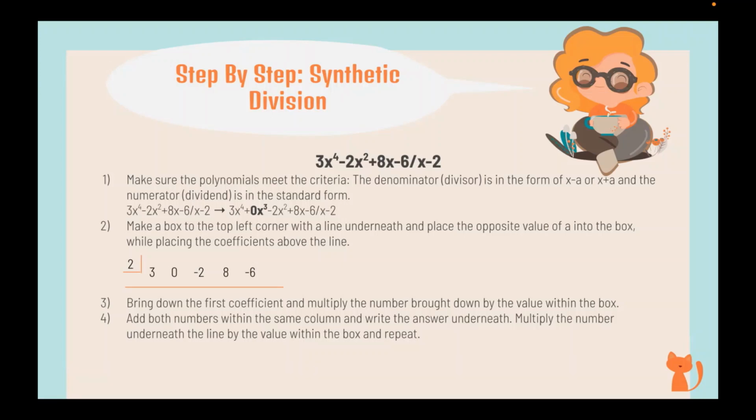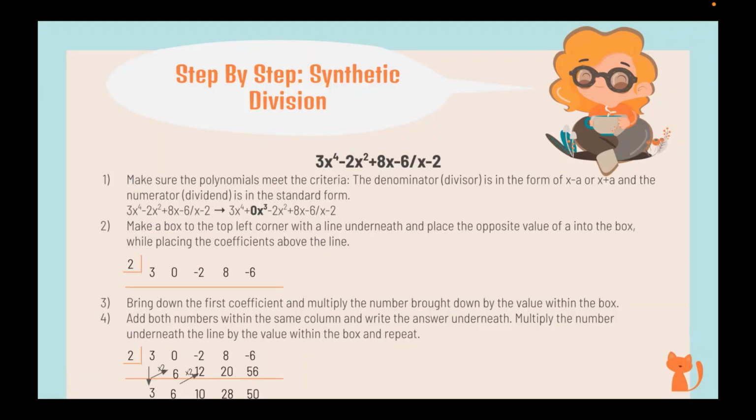Once we have that set up, we bring down the first coefficient and multiply the number brought down by the value within the box. So we bring 3 down, and 3 times 2 would be 6, so we place the 6 underneath the 0. Then we add both numbers within the same column and write the answer underneath the line. So 0 plus 6 equals 6. After that, we multiply the number underneath the line by the value within the box, and we repeat. Pause this video and try completing the rest of the synthetic division.